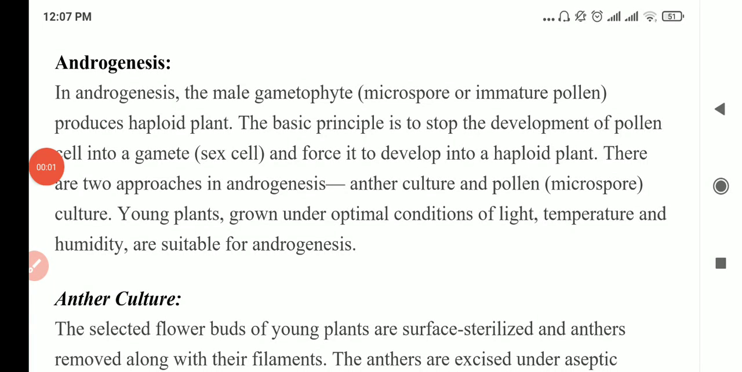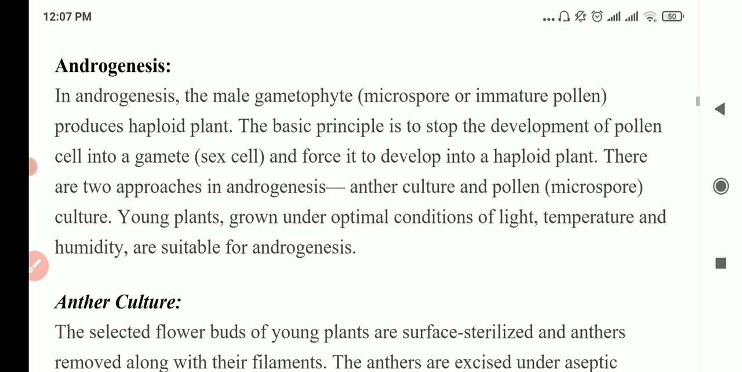Okay, let's look at the first one, that is androgenesis. The male gametophyte, that is the microspore or the immature pollen, should produce the haploid plant. So the basic principle is that we have to stop the development of the pollen cell into the gamete, the sperm cells.